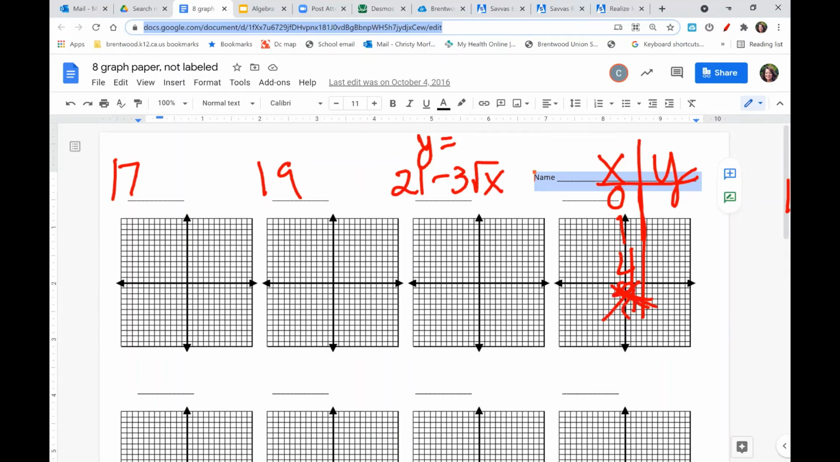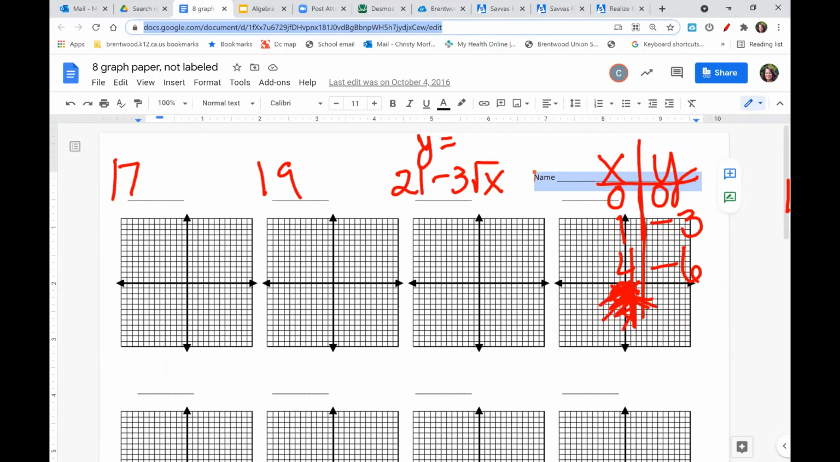So the square root of 0 is 0, and 0 times -3 is 0. The square root of 1 is 1, and 1 times -3 is -3. And the square root of 4 is 2. Oh, I can do that 9. Square root of 4 is 2, and 2 times -3 is -6. I'm going to leave that 9 there. The square root of 9 is 3. Oh, no, that's too much. 9 times -3 is -18. So I've got 3 points.